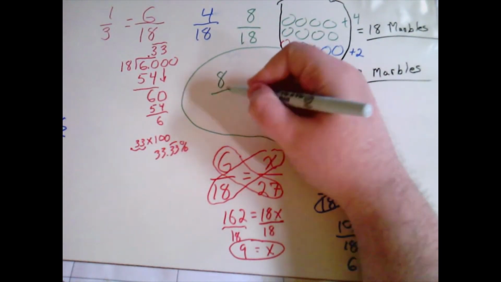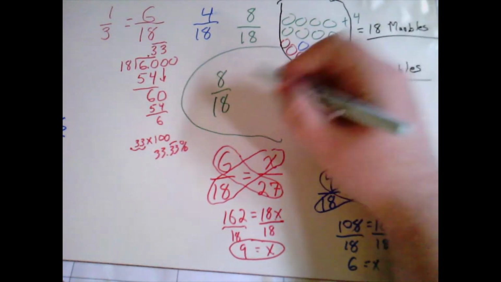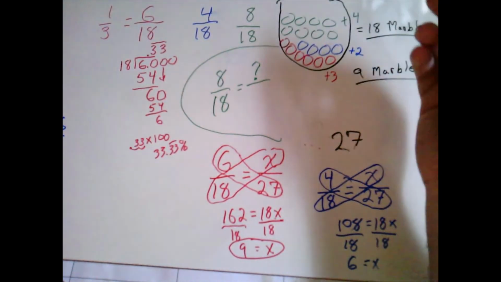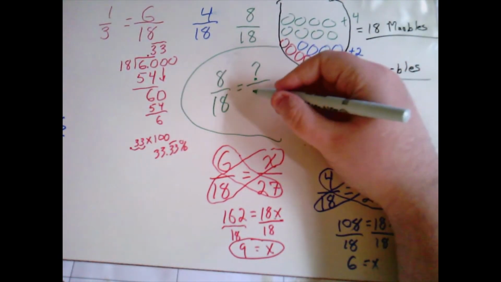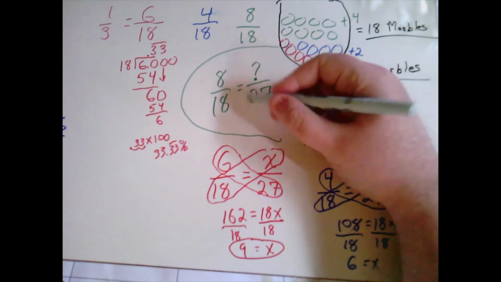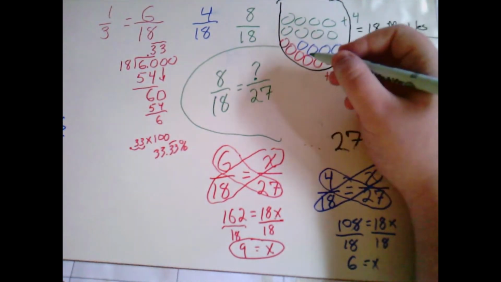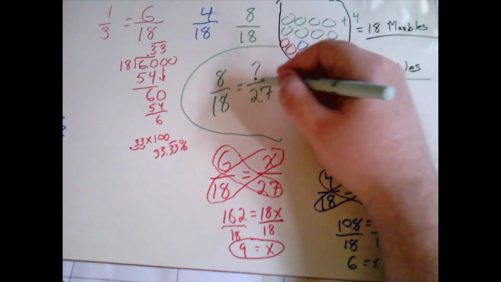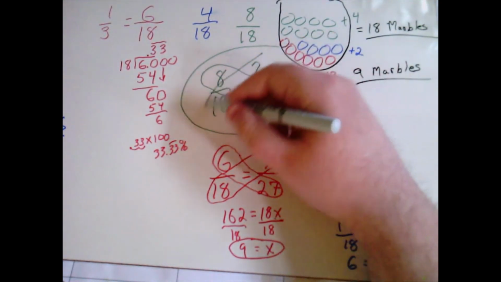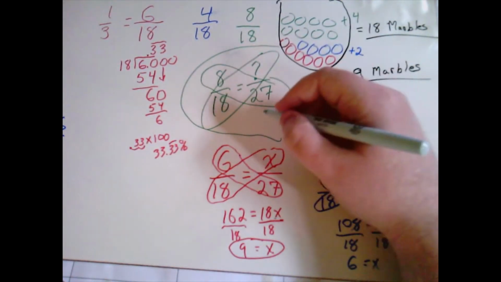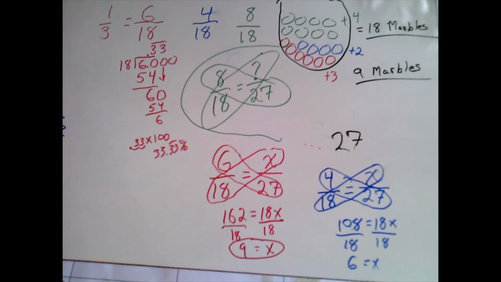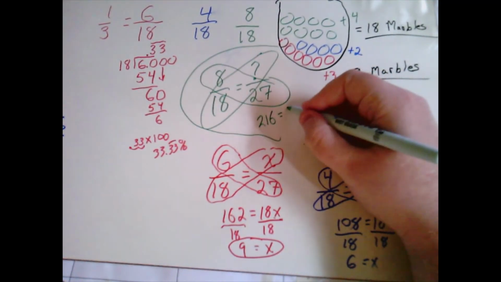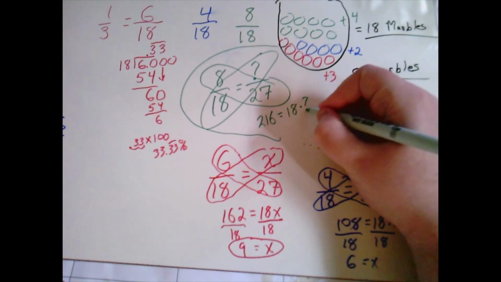We have 8 out of 18 marbles that are green, which is going to be equal to, put a question mark here this time, question mark, it could be x, it could be anything, it's a variable, question mark out of 27, because that's the total number of marbles that we're increasing this bag to. Same thing as before, cross multiplication, and then division. 8 times 27, 18 times question mark, that gives us 8 times 27, 216, equal to 18 times question mark.